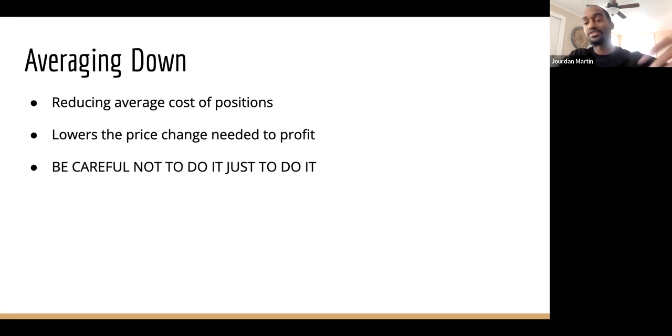Now, averaging down is something you have to be cautious about. It can be beneficial, but this is where that reassessment of the position comes back into play. So what averaging down is, say I buy a stock at $10, and this is just quick brain math.